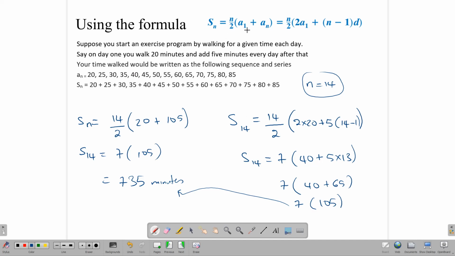So both formulas are useful and each one has its own advantage. If we have the first term, last term and the number of terms, we can simply use that, as in this case. And if we have the common difference and the number of terms along with the first term, we can use it in this form and get our answer as well.